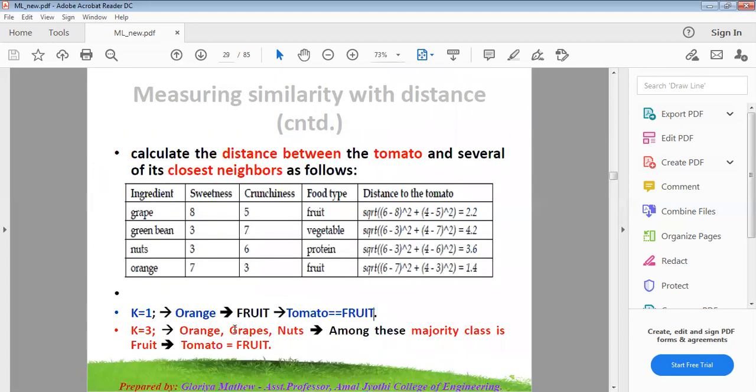So which is the majority? Orange and grapes are fruits, so fruits are 2, nuts is equal to 1. Now you tell, tomato is also a fruit. Now you compare it with 3. What is the K equal to 1 value? The nearest one is orange, from the formula. From 1.4 you have taken this, so K is equal to 1.